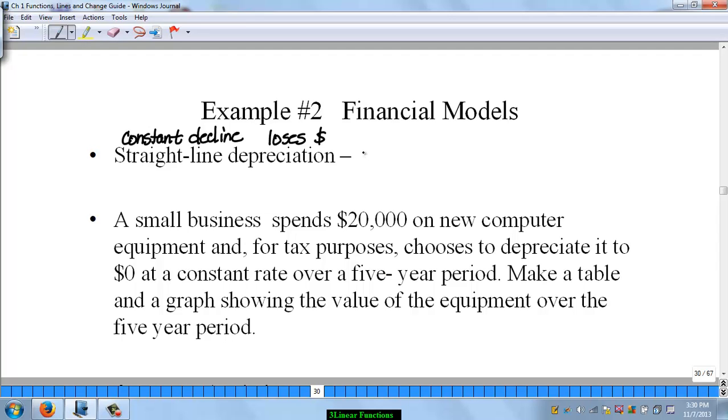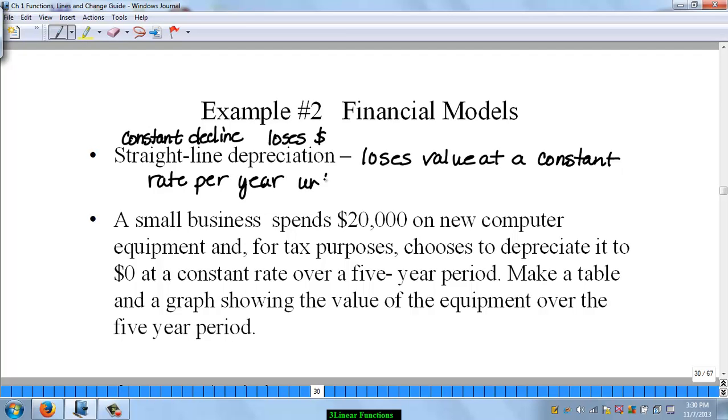So let's define this. It loses value at a constant rate per year until the value is 0.